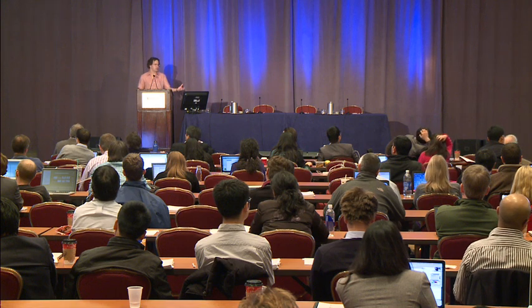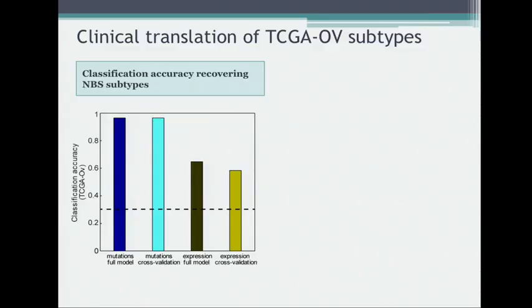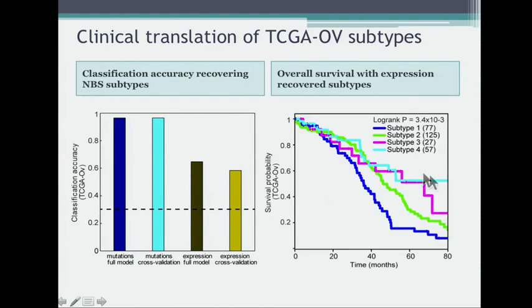Now we can apply this to an independent data set and see how well we're performing. So first of all, as a measure of how much this actually works, we test this out in cross-validation. Here we see the performance for somatic mutations, and here we see the performance for the expression subtypes. And we see there's a degradation of performance, still above what we'd get by random chance, and we are able to recapitulate some of the survival difference within the same data set.